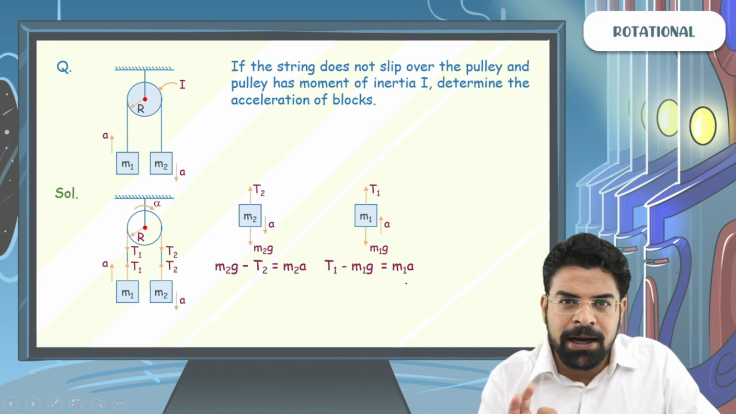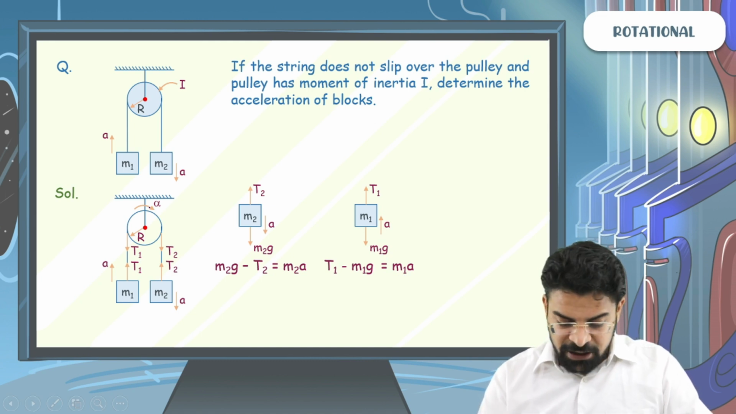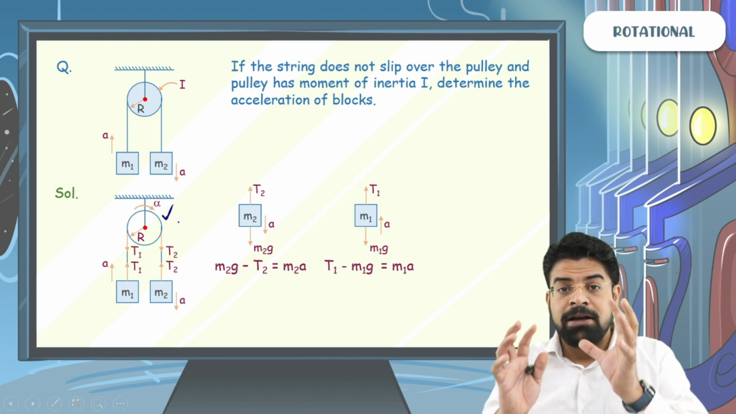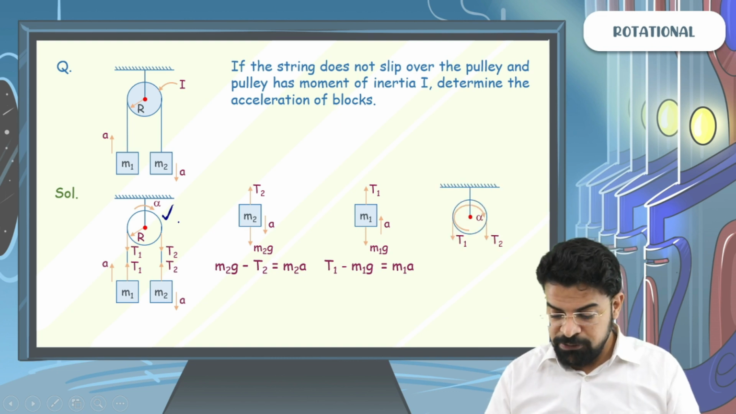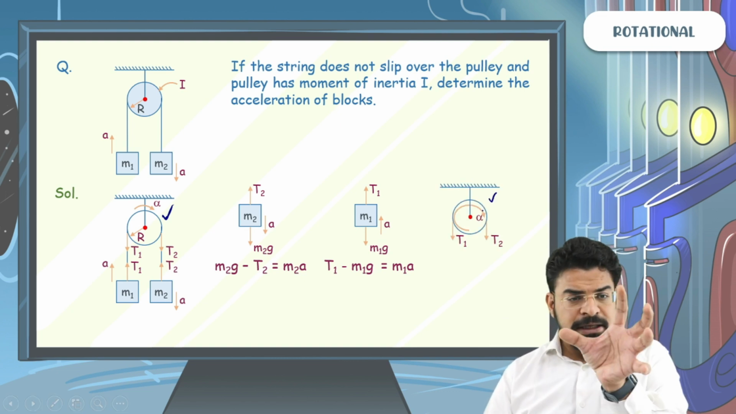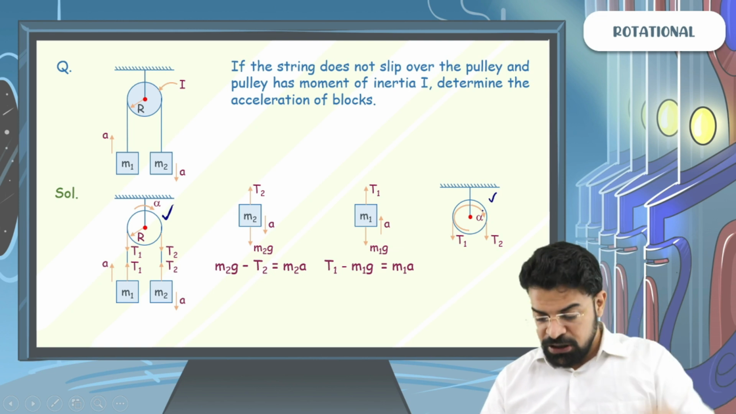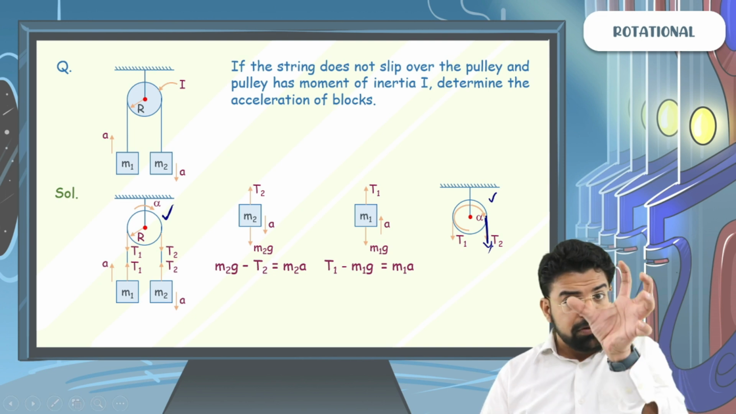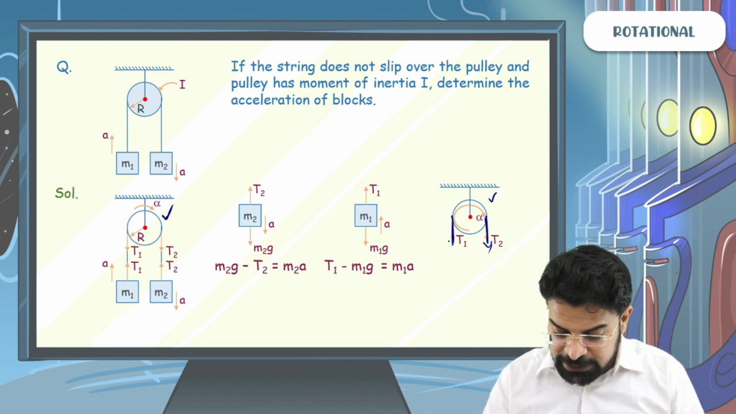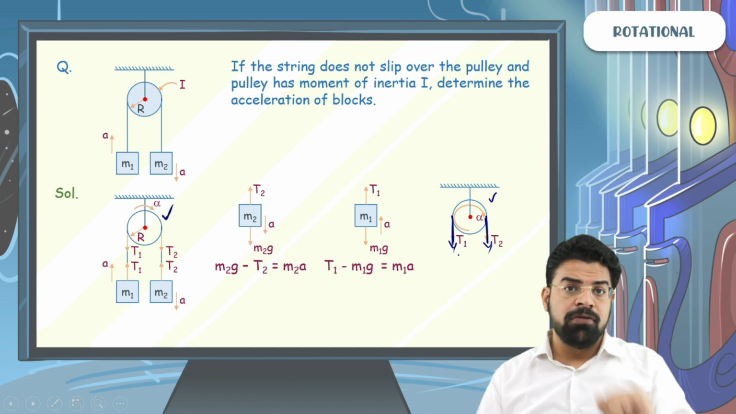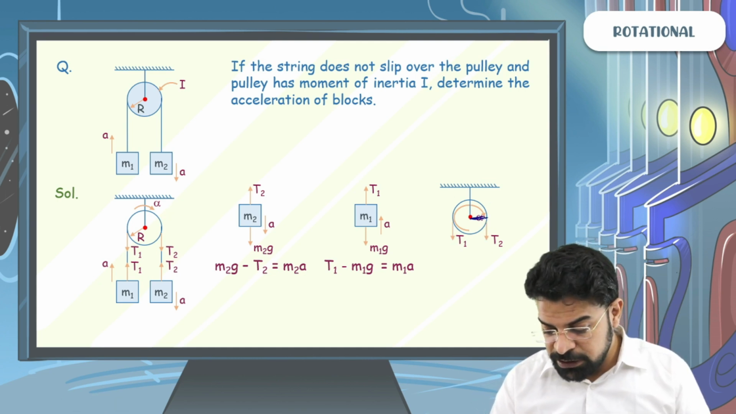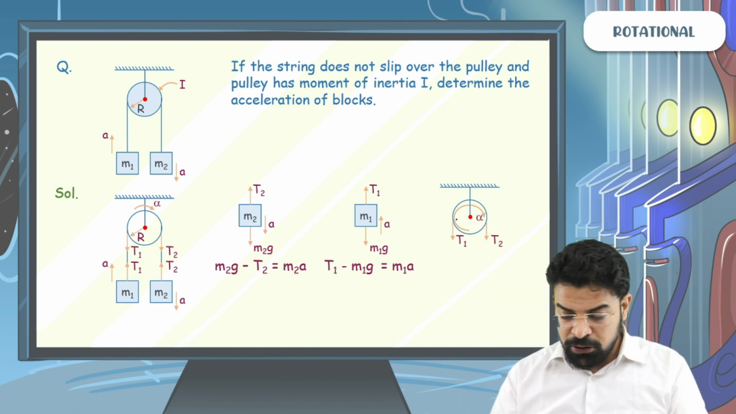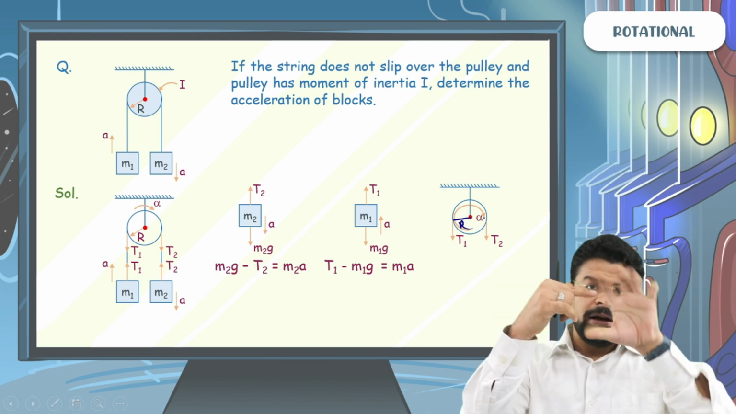Now it's time to write the equation on the pulley. When we write the equation on the pulley, we will look at the torque provided by different forces on the pulley. Let's say the pulley has a clockwise angular acceleration alpha. Now, from the right hand side, tension T2 is trying to turn it clockwise. From the left hand side, tension T1 is trying to turn it anti-clockwise. The torque of tension T2 will be force times perpendicular length, T2R clockwise. The torque of tension T1 will be T1R anti-clockwise.